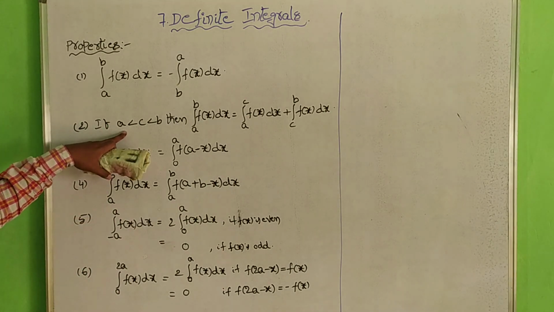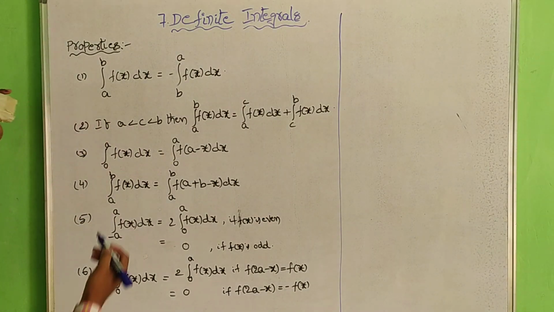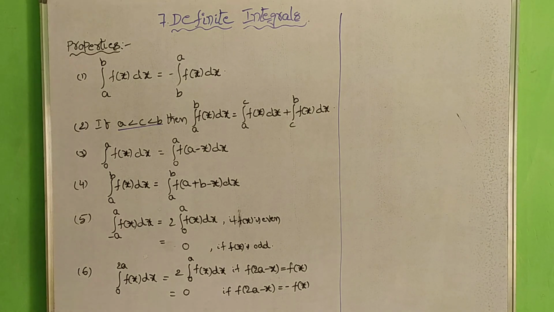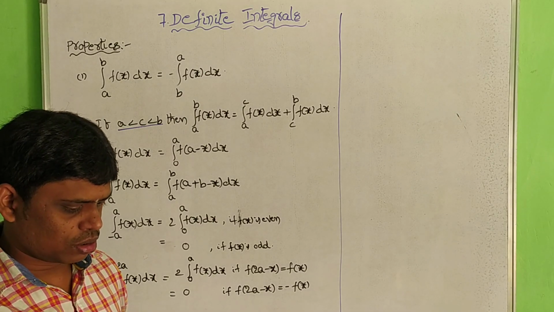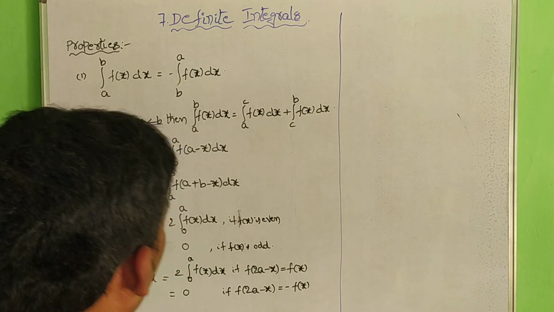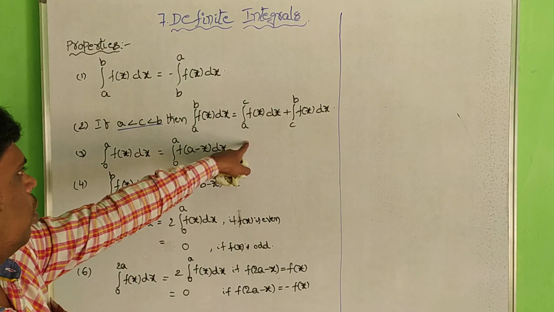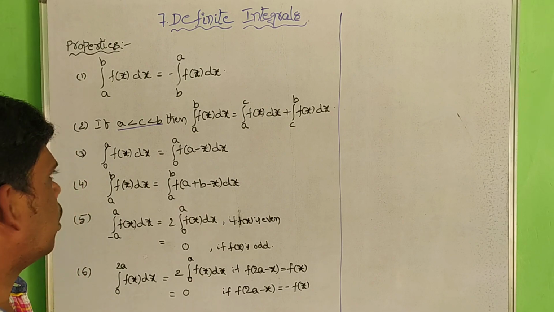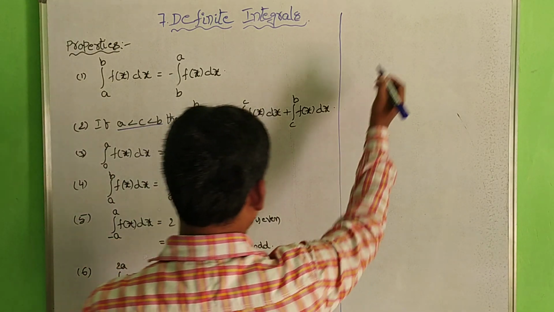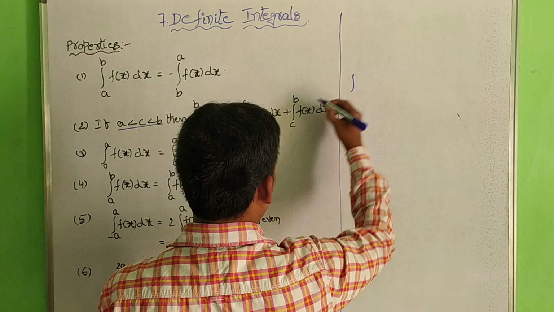If a less than c less than b, this is the most important condition. If a less than c less than b, then integral a to b f of x dx equals integral a to c f of x dx plus integral c to b f of x dx. This is the second property.